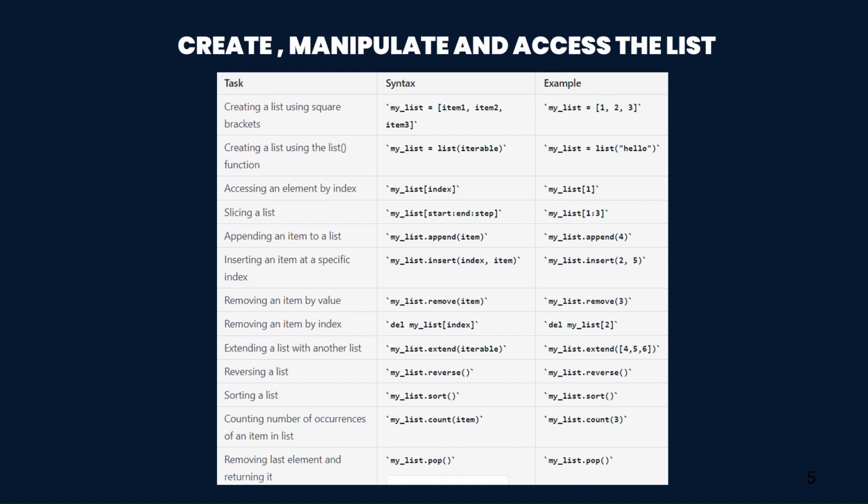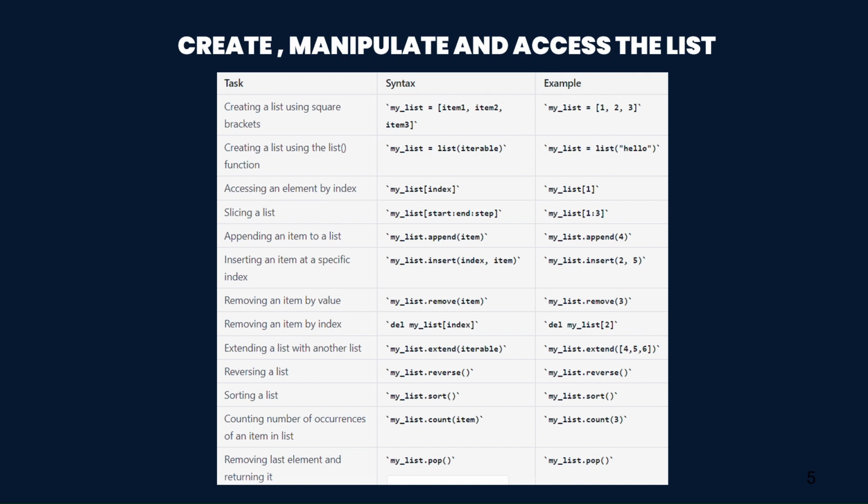Alright. So next comes extending a list with another list. It means that we are trying to combine two lists together. To do that, we will just write list name dot extend and then the other list in the brackets. So it's like my_list dot extend and in the bracket we are getting another list. Here my list is 1 2 3. So now the output will be 1 2 3 4 5 6.